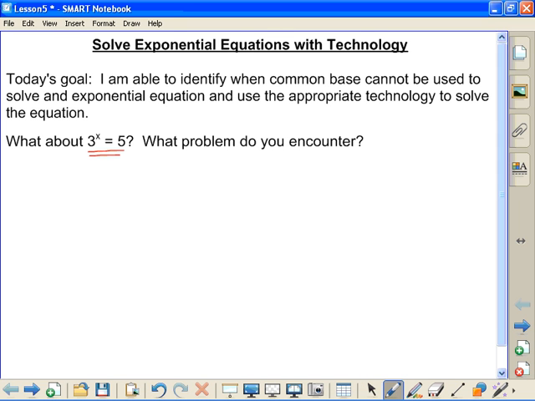Because guess what? In life, not everything works out to be a common base. So, how do we deal with it? So 3 to the exponent x equals 5. Right now we have two tools in the toolbox here. We can make sure everything's in the same base. We know 5 cannot go in the same base.